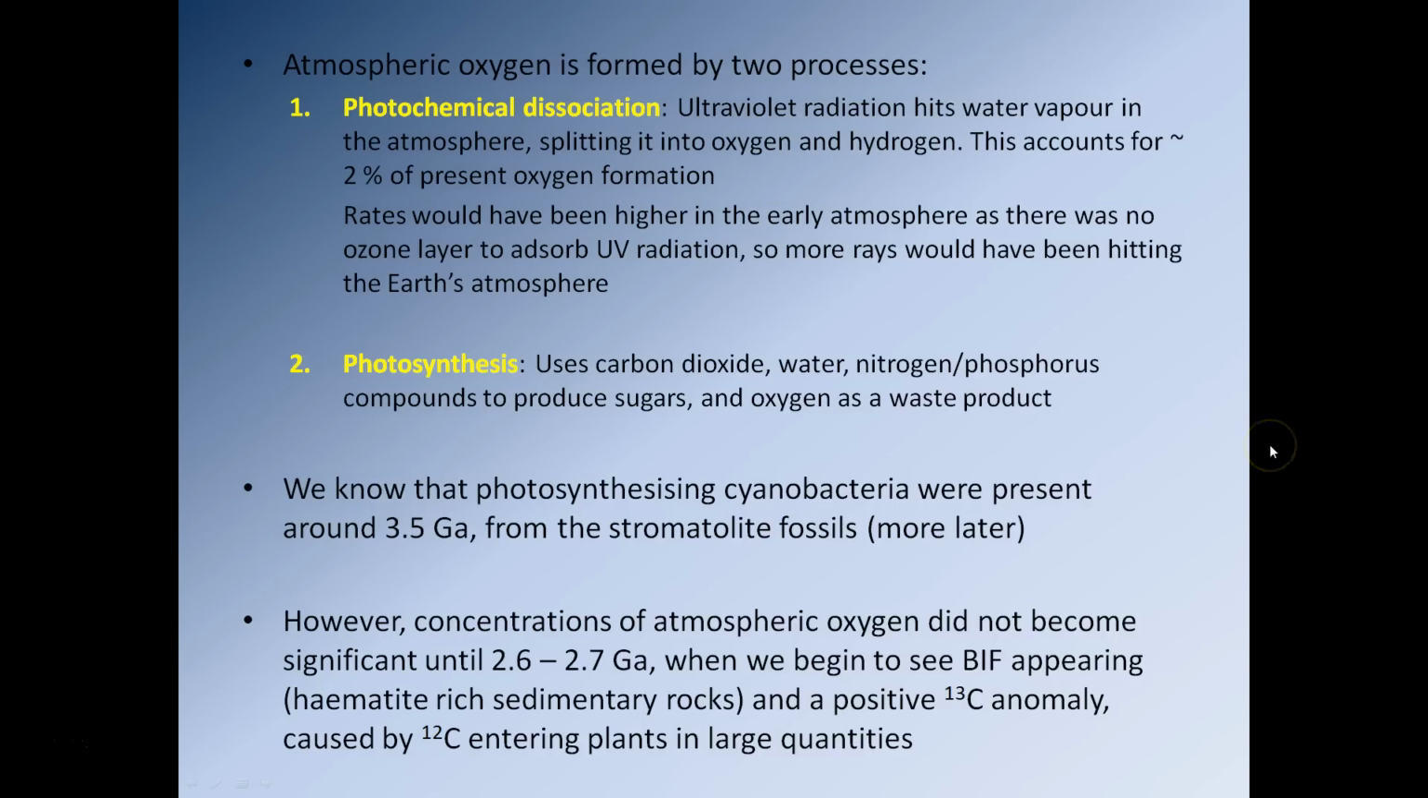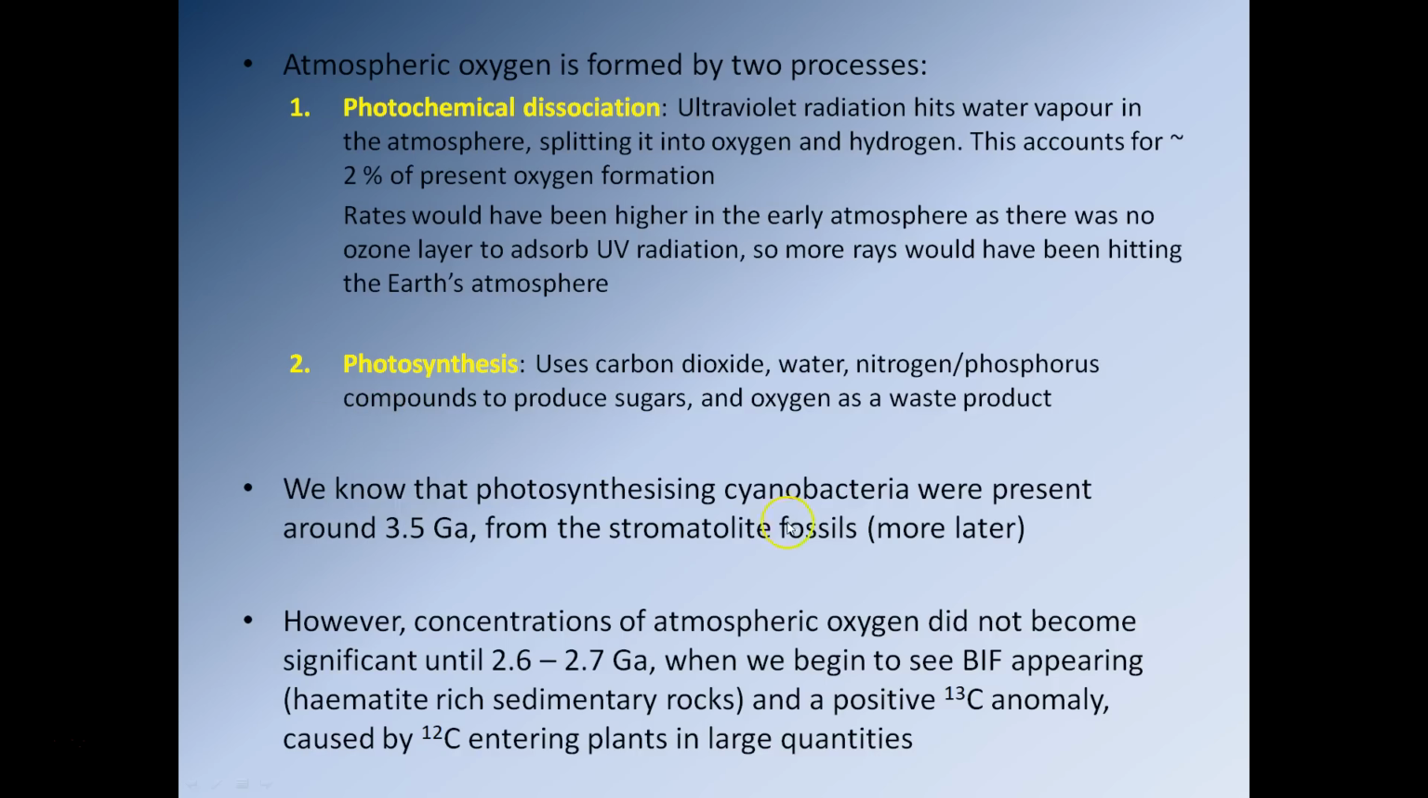During the Archean, we do have indicators that there were photosynthesizing organisms around. And those organisms obviously would have taken carbon dioxide, water, nitrogen, phosphorus compounds, and used them to produce sugars. And oxygen was produced as a waste product. But once again, the amount of oxygen being produced through photosynthesis at this point would have been relatively limited.